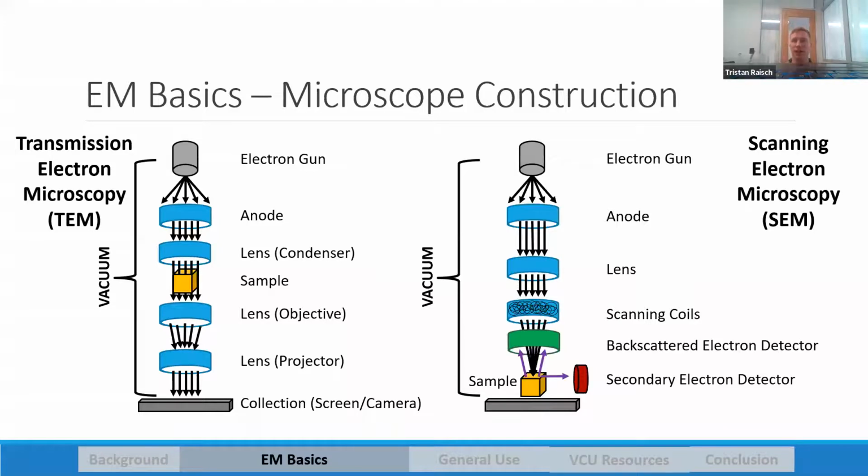Next, there's also a scanning electron microscope, or SEM. Just like with the TEM, this machine uses an electron gun to generate the beam and accelerate it through a high voltage anode. However, instead of passing through the sample, the SEM uses scanning coils to focus and direct the beam, which then strikes a smaller piece of the surface of the sample. Backscattered or secondary electrons can then be collected, and that information can be used to recreate an image.